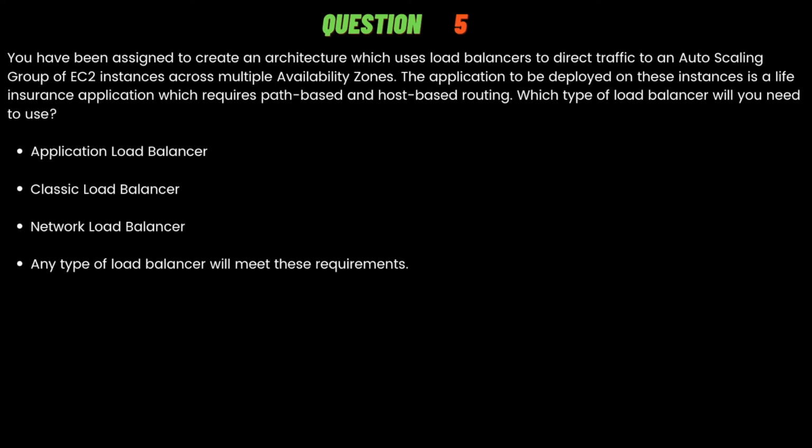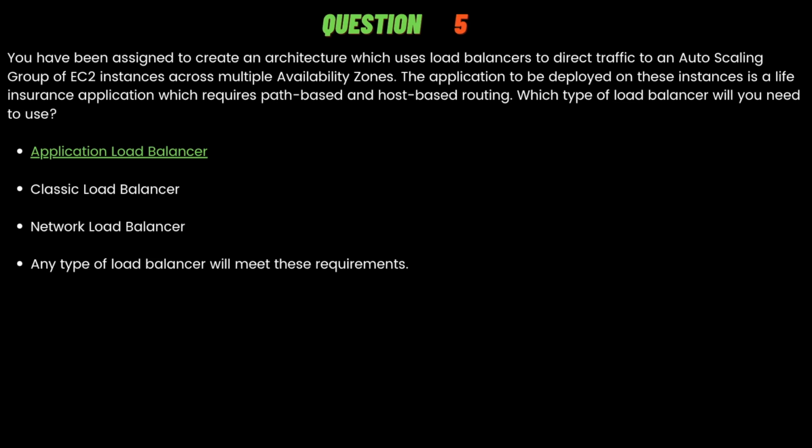Question number 5. You have been assigned to create an architecture which uses a load balancer to direct traffic to an auto-scaling group of EC2 instances across multiple availability zones. The application to be deployed on these instances is a life insurance application which requires path-based and host-based routing. Which type of load balancer will you need to use?